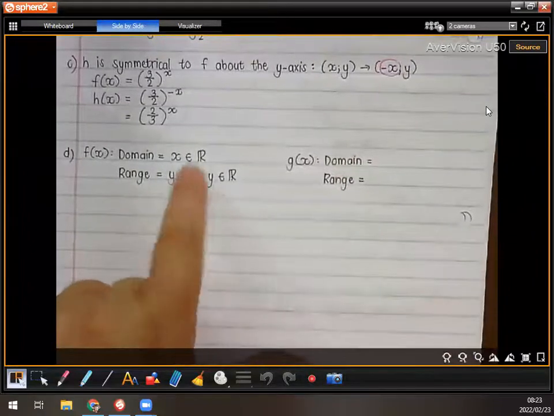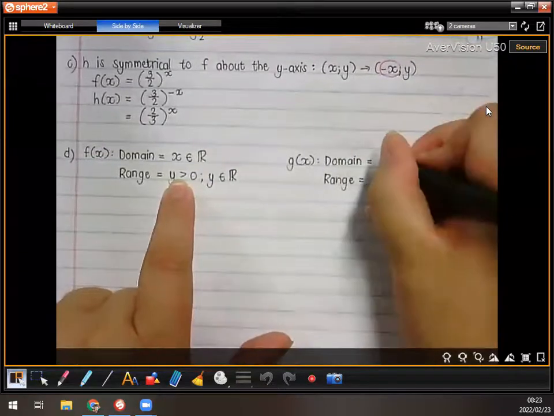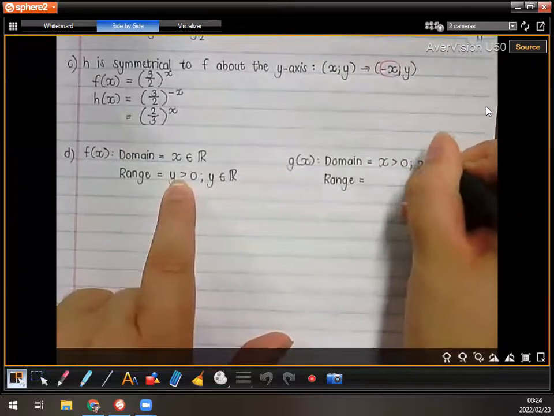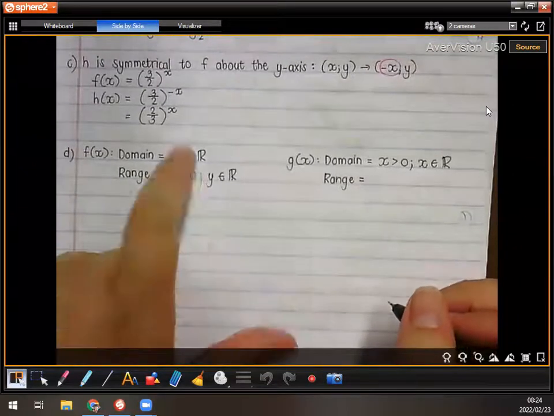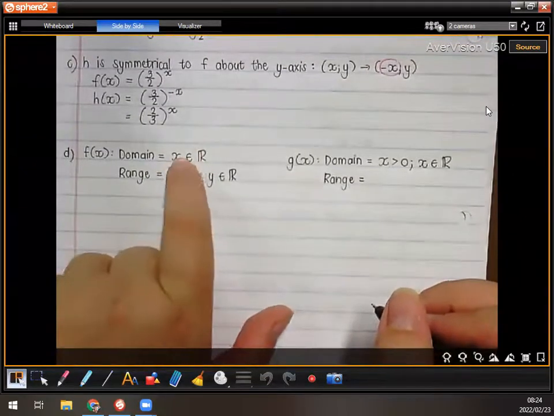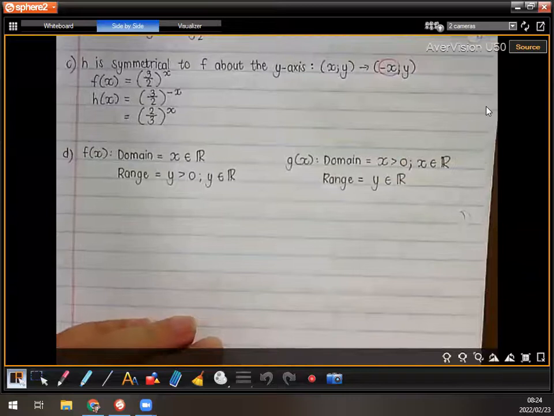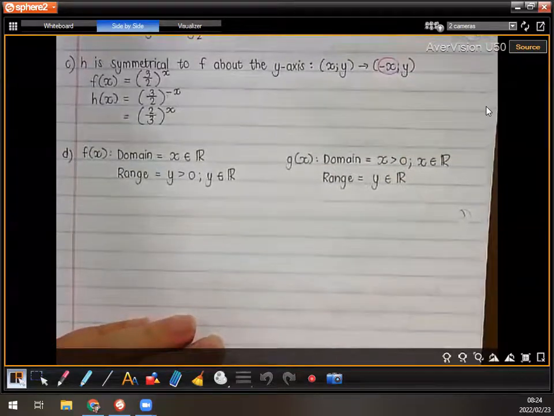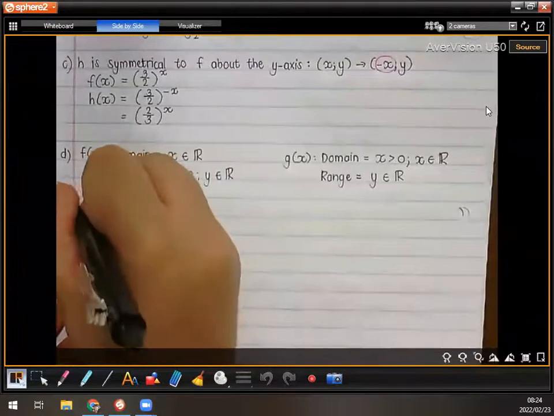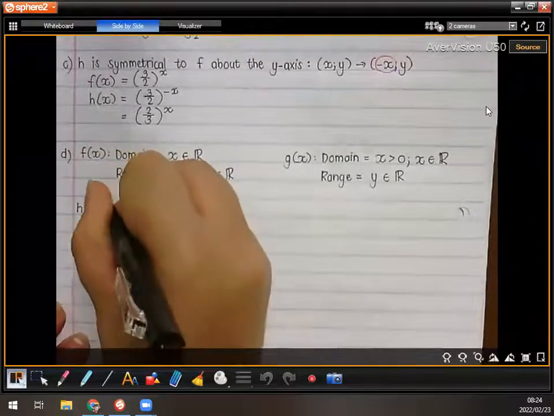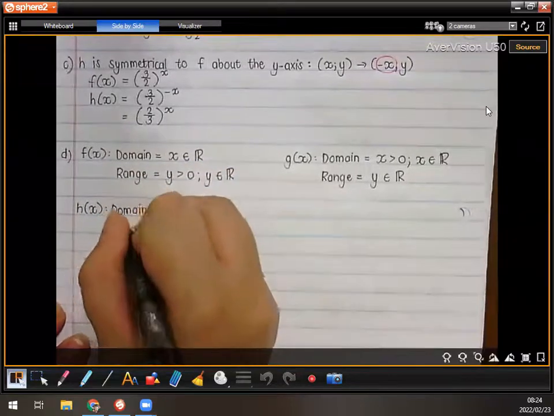So the original graph had a range of y greater than 0, so the inverse has to have a domain of x greater than 0. But if you forget that, you can also just look at the graphs, all right? They actually gave you the graph in this case, so you could use that. If the domain of the original was x ∈ ℝ, the range of the inverse is going to be y ∈ ℝ. Then the last one was h of x, which is actually going to be the same as f. So I'll just show you guys on the graph.